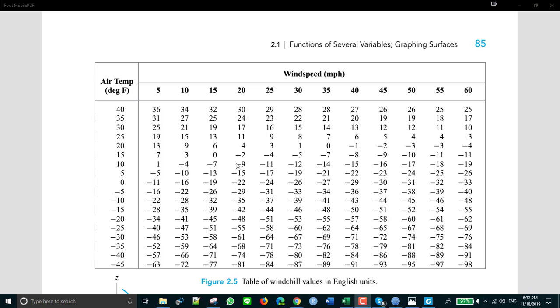So this is a function from R2 to R. Why from R2? Because we put in two values. We put in the temperature and the wind speed. So that's two different variables, and each of those are numbers. So we could call it from R2, and then the output is just a single number. So it's a function from R2 to R.